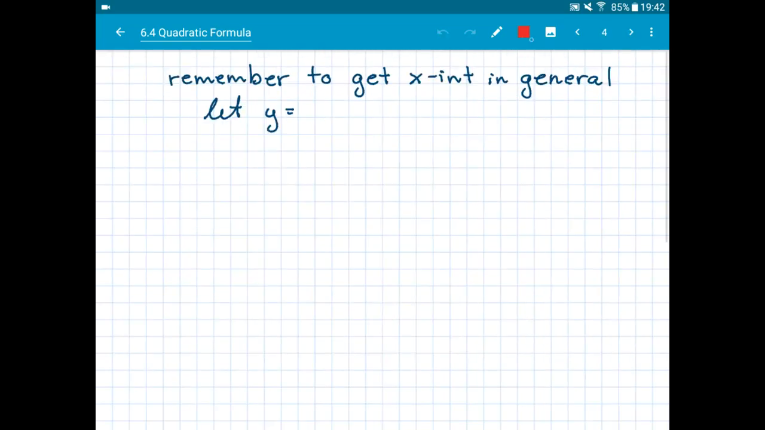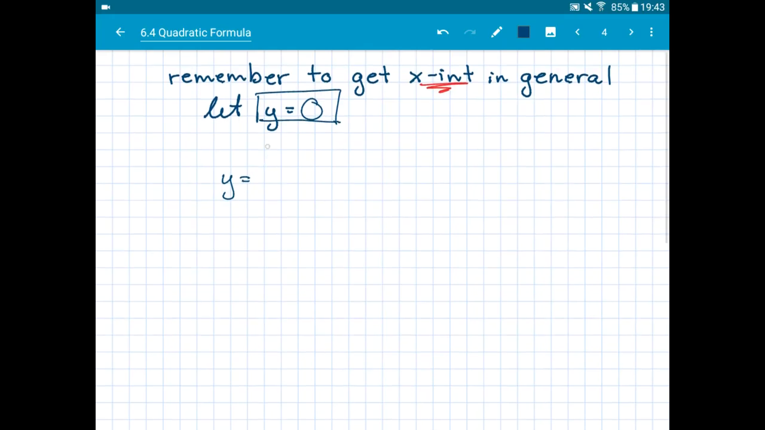So let's just talk about x-intercepts in general. To get an x-intercept in general, you do what we tried to do, which is let y equal 0. Okay? So let's just do this in general. We have an expression y equals ax squared plus bx plus c, and we're going to let y equal 0. So 0 equals ax squared plus bx plus c.